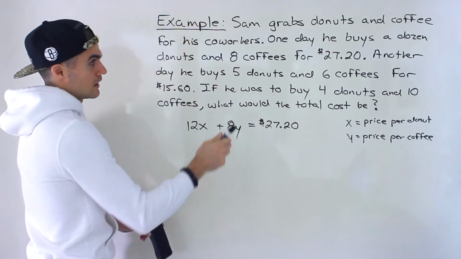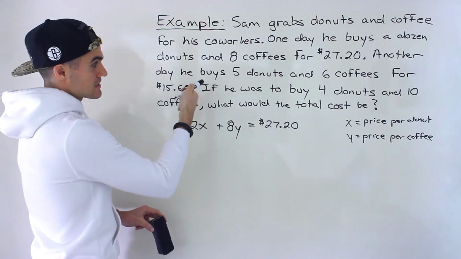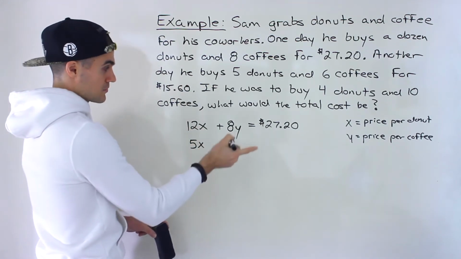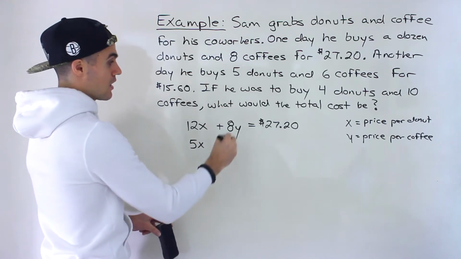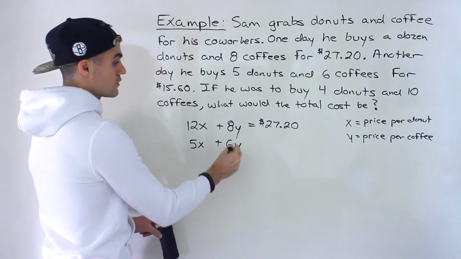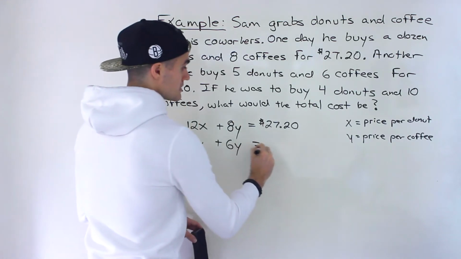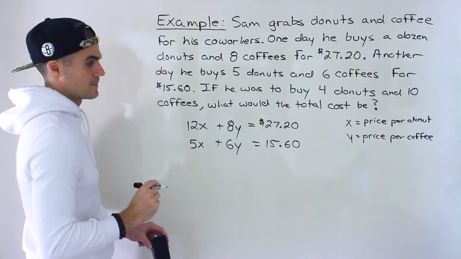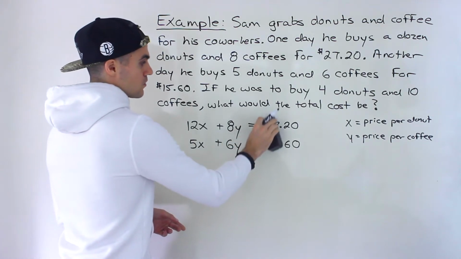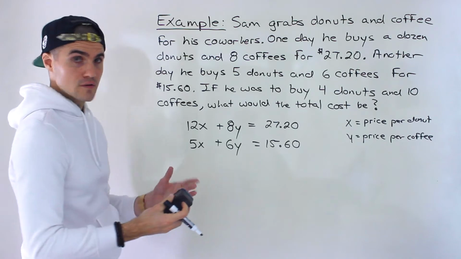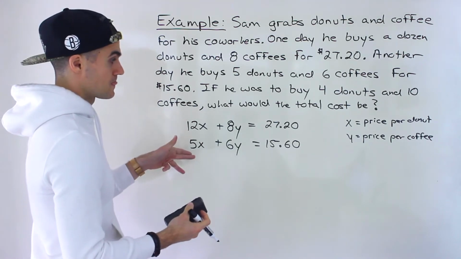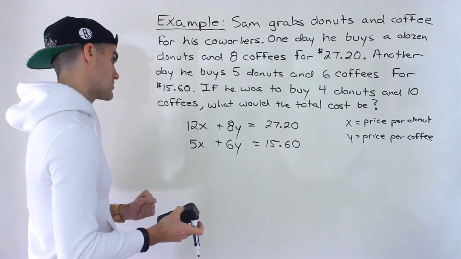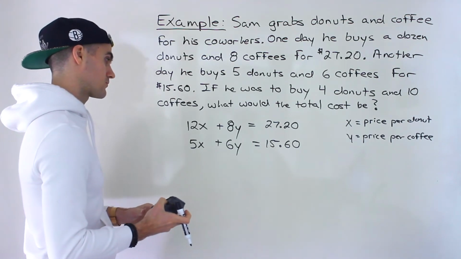$27.20. And then for the next day, he buys 5 donuts. So 5 donuts times the price per donut plus 6 coffees times the price per coffee. The total cost of that is $15.60, like that. Okay, so now we have 2 equations and 2 unknowns. We could solve for x and y. And so I'm going to solve it with elimination.